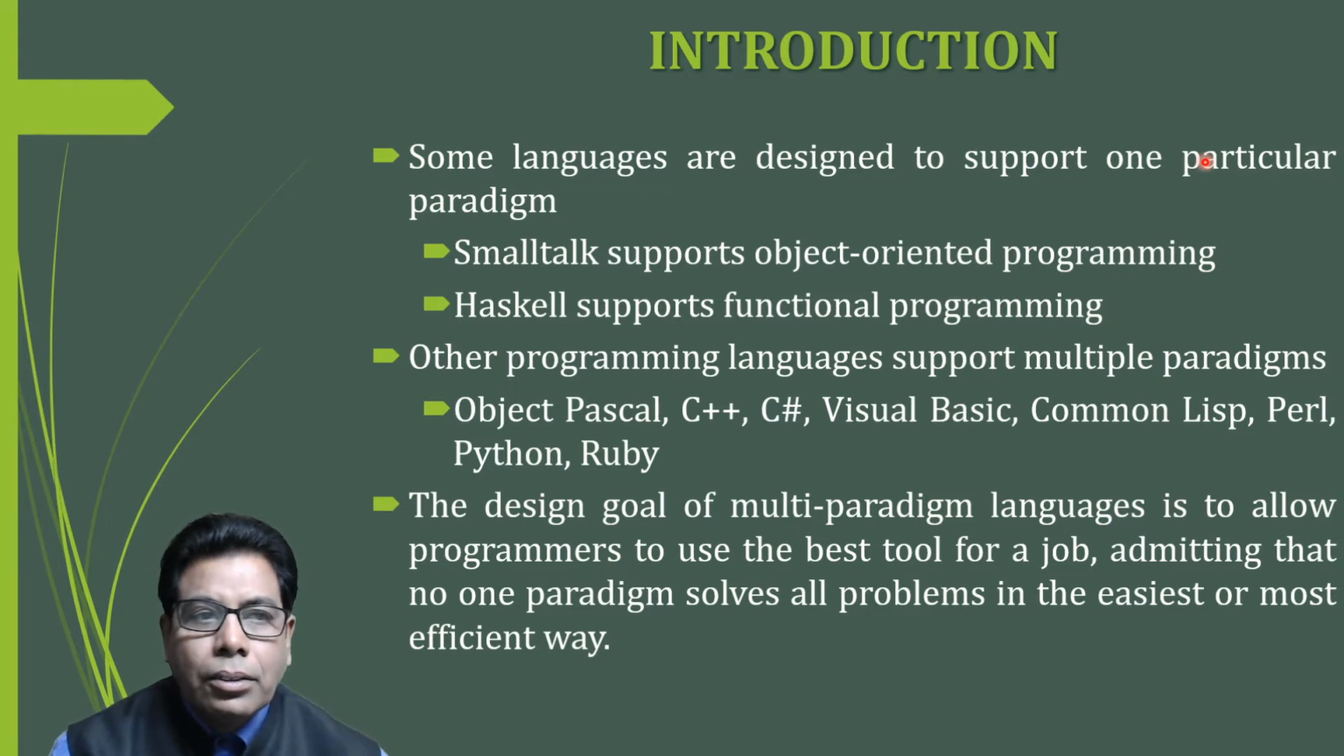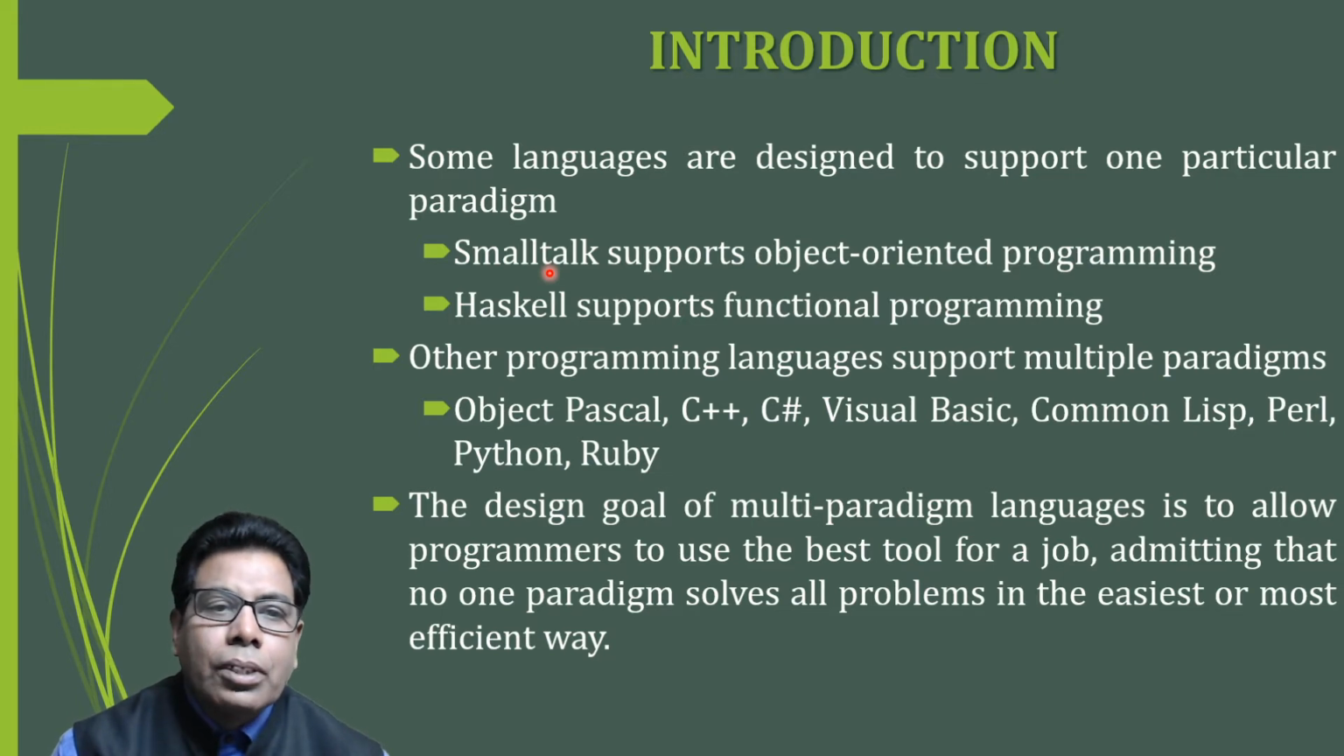See, programming languages are designed to support either one paradigm or multiple paradigms. Some languages will support only one particular paradigm. For example, Smalltalk supports only the object-oriented paradigm. It does not support the other paradigms. Whereas Haskell supports functional programming, because these languages are designed for a particular application.